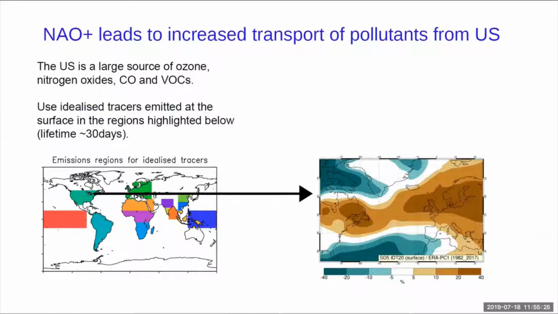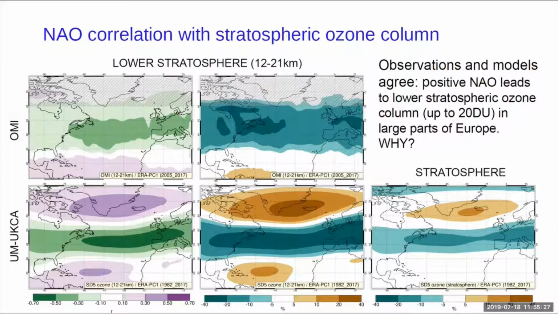So we've done the surface. Next is the stratosphere. So let's try and work through these one at a time. The top row is observations from the OMI satellite.